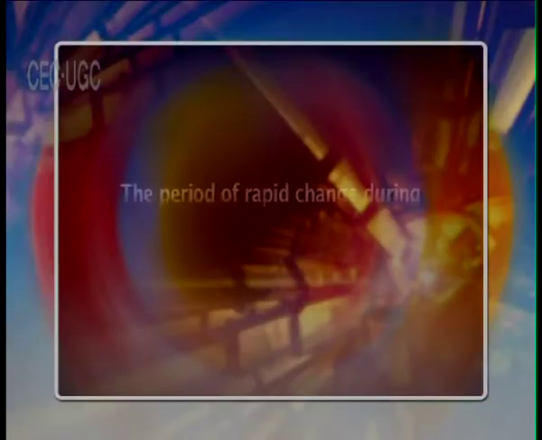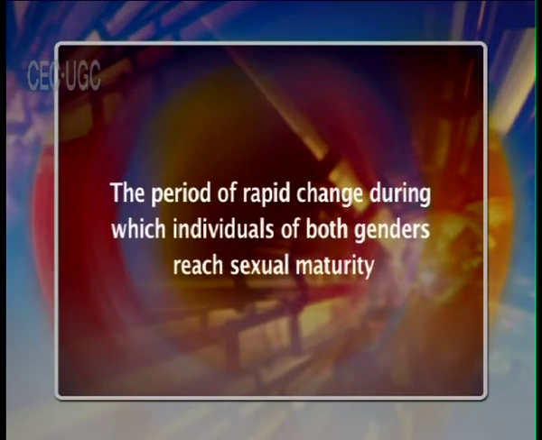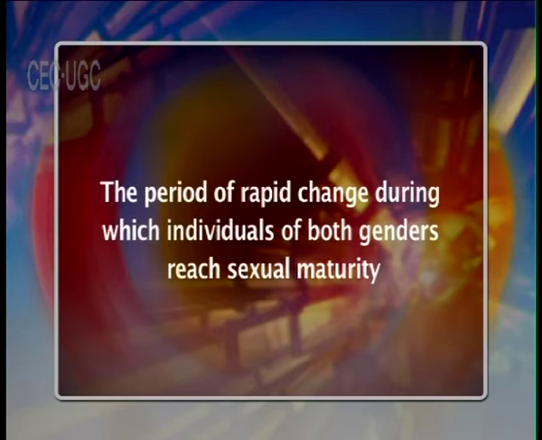Before this spurt, boys and girls are similar in height. In its early phases, girls are often taller than boys. After it is over, boys are several inches taller on average than girls. This growth spurt is just one aspect of puberty, the period of rapid change during which individuals of both genders reach sexual maturity. During puberty, the gonads, that are primary sex glands, produce increased levels of sex hormones, and the external sex organs assume their adult form.